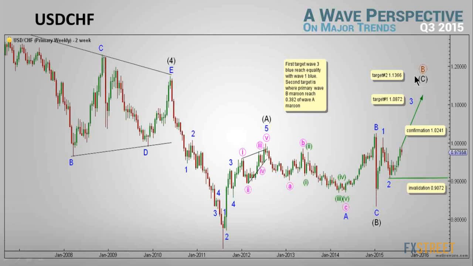This suggests that wave B maroon is unfolding toward the upside as a 3-wave structure labeled A, B, and C black, with wave A black unfolding as an impulse labeled waves 1 through 5 blue. This suggests that wave B maroon is unfolding toward the upside as a zigzag correction. After the completion of wave A black, wave B black unfolded as an expanded flat correction labeled A, B, and C blue.